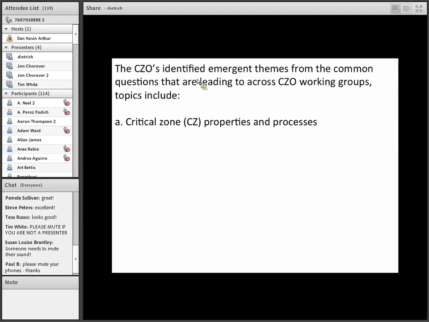There is then active modeling to explore and share across the critical zones. So I'll stop there.